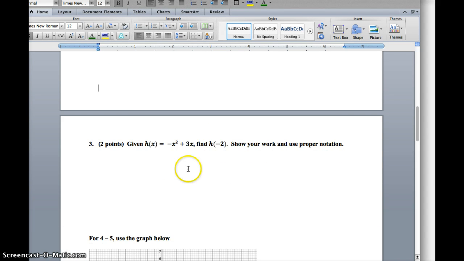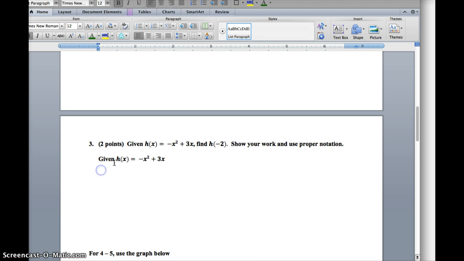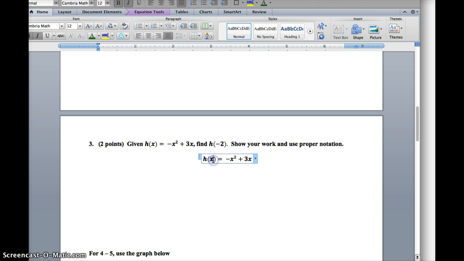So let's move on to number 3. This one has been giving students problems, and the notation on here is really important. So when we're trying to find h of -2, that means our input's -2. So you want to write out this completely, h of -2, and then everywhere you see x, you put parentheses. So where x was, now I have parentheses.